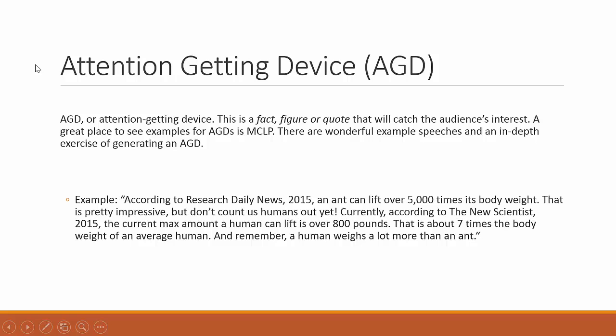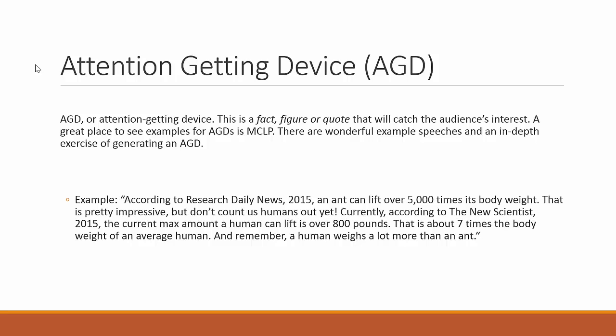So the first one, an AGD, or attention-getting device. This is a fact, figure, or quote that will catch the audience's interest. A great place to see examples for the AGDs is in MCLP. There's a lot of sample informative speeches. Basically, I linked a whole lot of those for your work. You should be looking at those and viewing them, because watching other people do it will give you a good idea of what you should be doing yourselves. So please go check those out. There's also, like I said, a whole chapter on introductions. So that's a great resource for you to understand a little bit more.